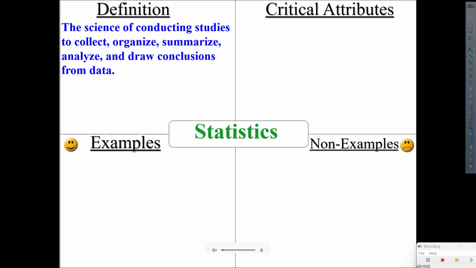Question. These past 4 weeks, think about it. How have we been organizing data? Think about it. How have we been organizing data? What different types of ways have we been organizing data? Talk to your neighbor. What different ways have we been organizing data?